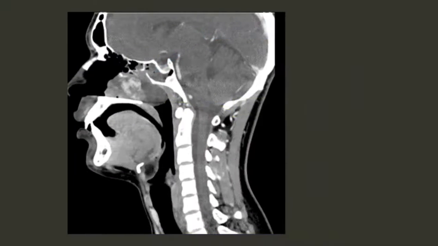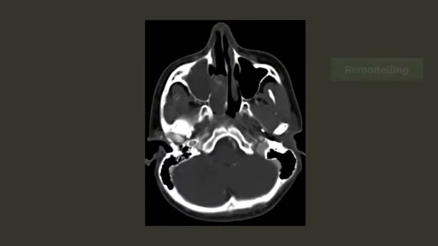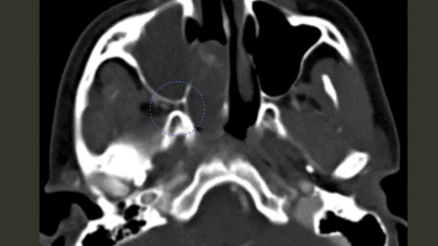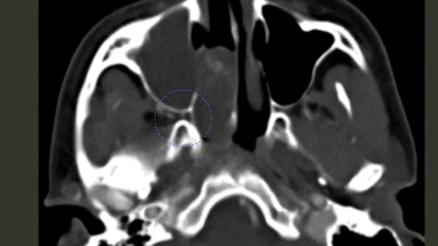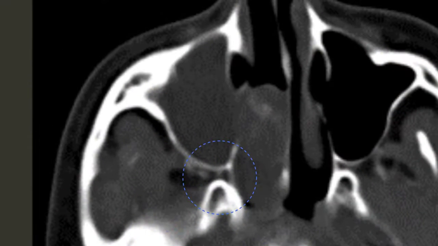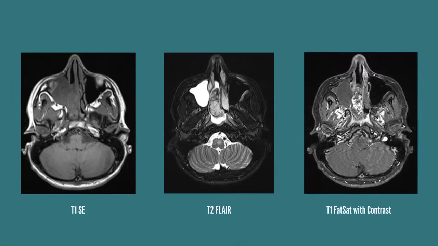The bone window shows that the mass is causing bone expansion or remodeling but is not eroding the bone. Looking at the right pterygopalatine fossa, it is slightly expanded as compared to the left one. Worth mentioning, there is fluid density in the right maxillary sinus, which results from the occlusion of the right osteomeatal complex by this mass. A complementary MRI study was done.